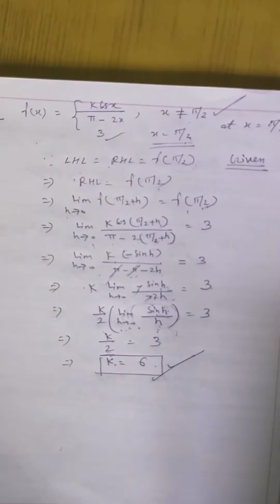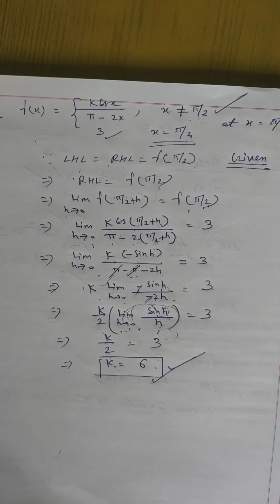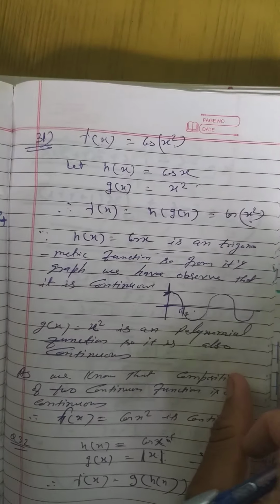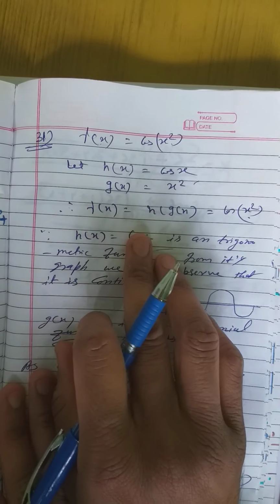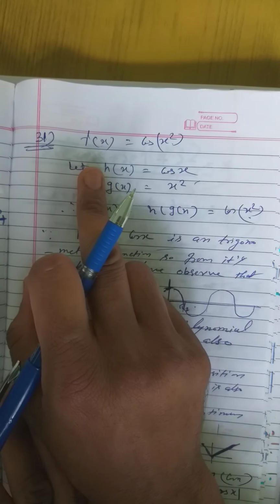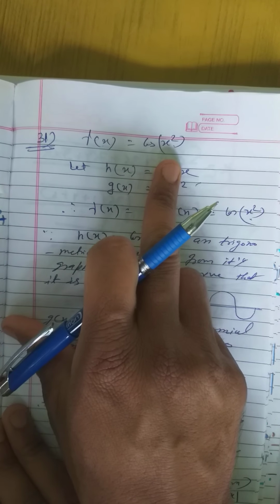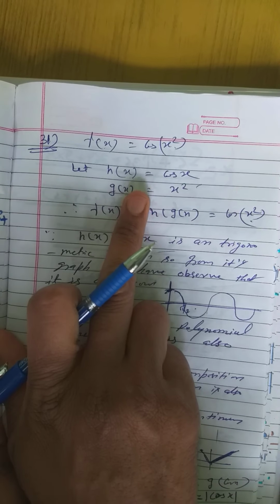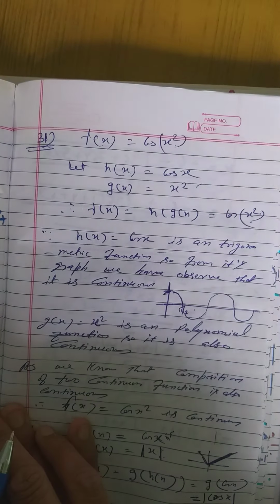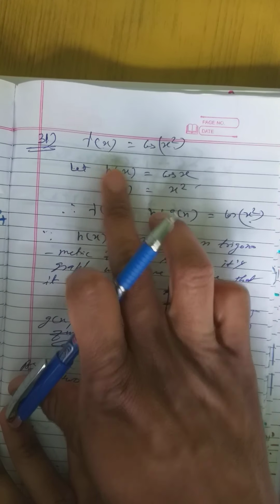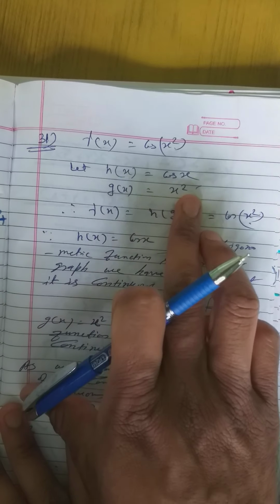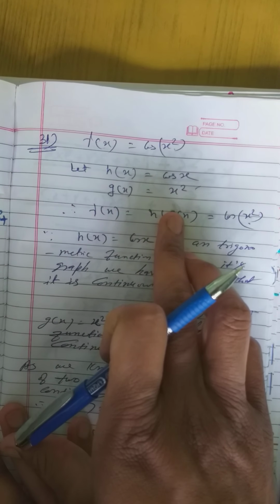Now come to the next question. Question number 31. In question number 31, you have to check the continuity of the function f(x) equal to cos x square. So dear student, I will tell you this question with the help of the composition of two functions. Since f(x) is the composition of h(x) equal to cos x and g(x) equal to x square.